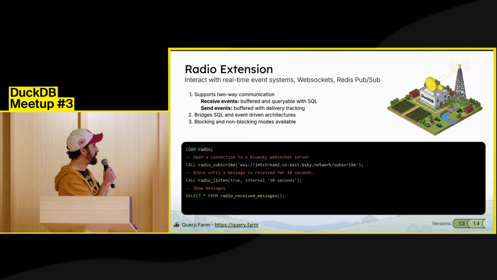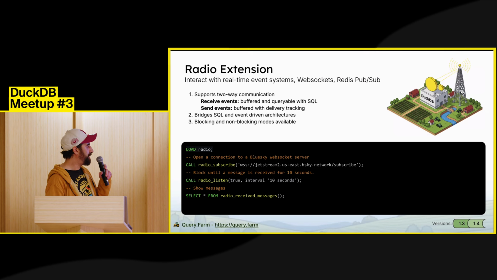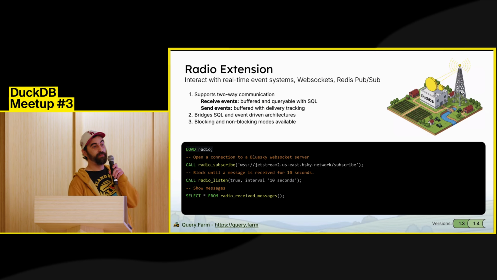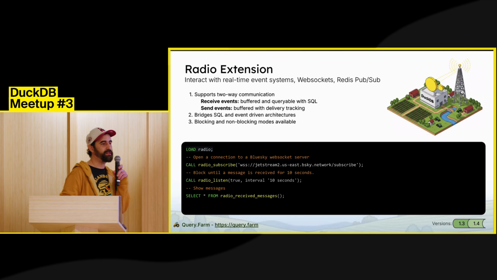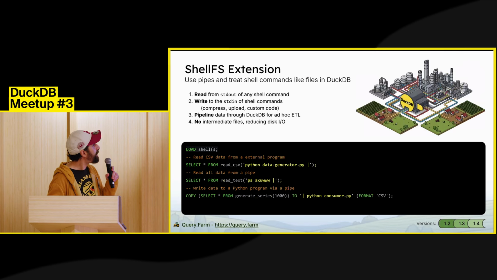Once again, a simple example. You load the radio extension. You subscribe to something. Here we have an example with Bluesky. So that's a Jetstream server, which opens a WebSocket, and then you just listen for messages. And that's as simple as it gets without configuring anything external or anything in your code in Python or whatever else. Just straight off DuckDB.